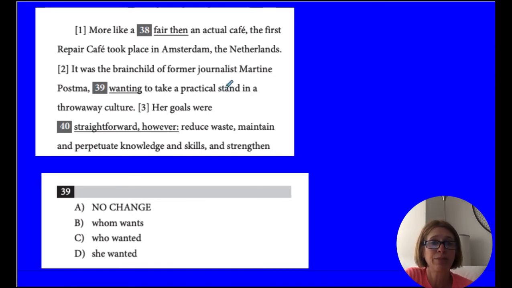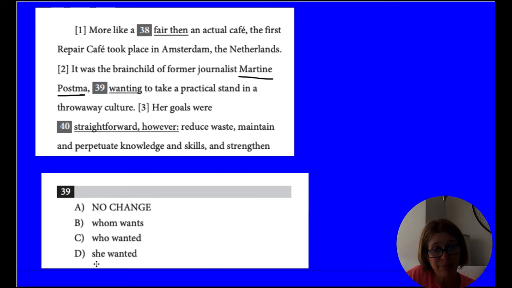Here's a great example. I'm going to read actually the whole sentence. So we're looking at question number 39: "But more like a fair than an actual cafe, the first repair cafe took place in Amsterdam, the Netherlands. It was the brainchild of former journalist Martijn Postma, wanting to take a practical stand in a throwaway culture." All right, so I do, in this case, need some type of relative pronoun. It was the brainchild of former journalist Martijn Postma. So she's my noun. I think it's a she. I'm not really sure. So I'm not going to use that.